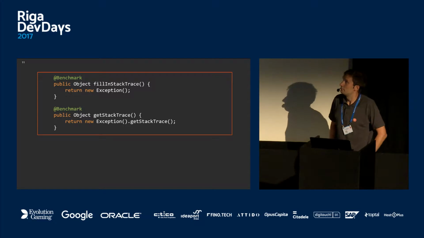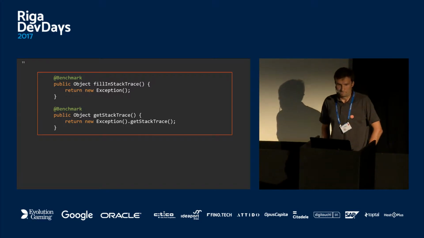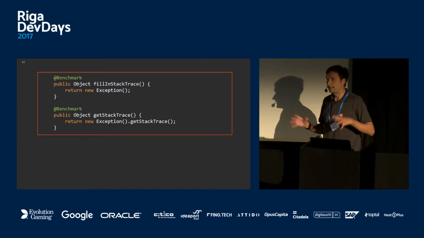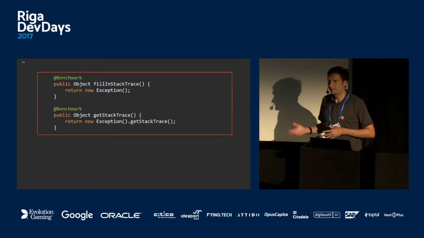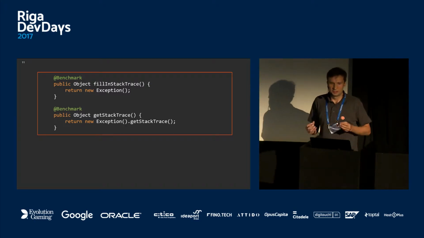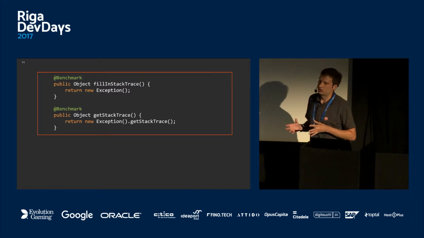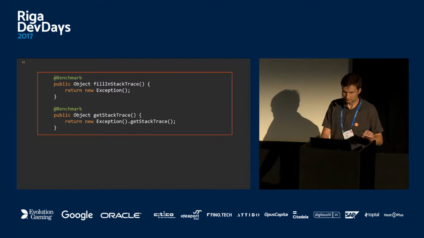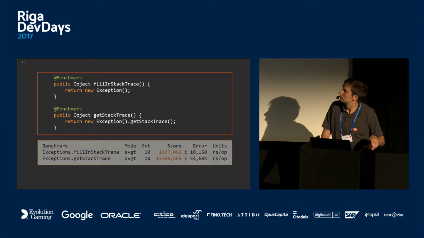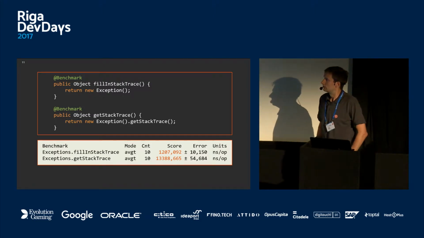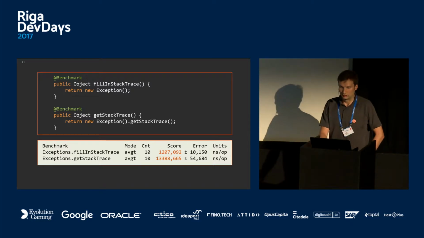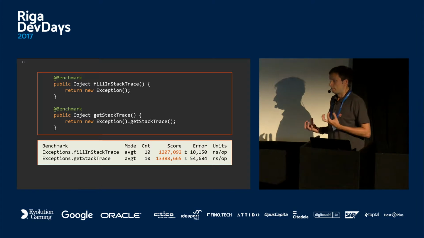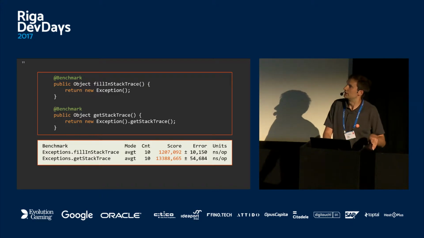Let's go on with exception measurements. Filling the stack trace just collects the stack trace in some internal representation. But in order to print the stack trace or send it somewhere, we need to convert it to a Java representation, an array of StackTraceElements. So let's measure the getStackTrace call. Wow, it appears to be more than 10 times slower. So not only does collecting the stack trace take time, but also converting it to a Java representation.